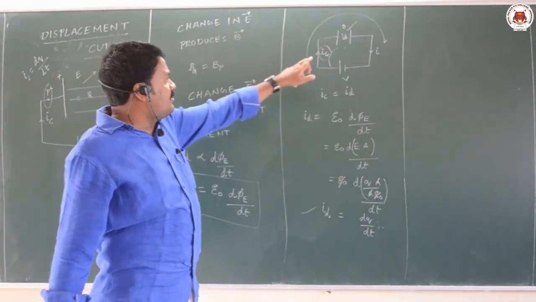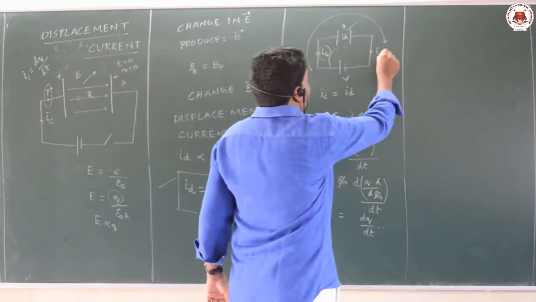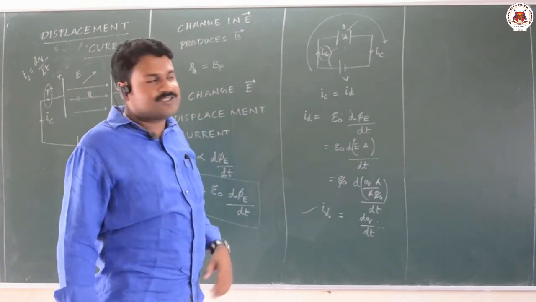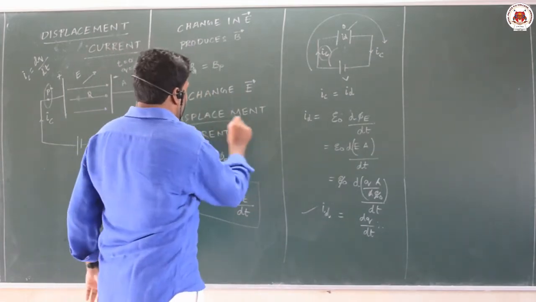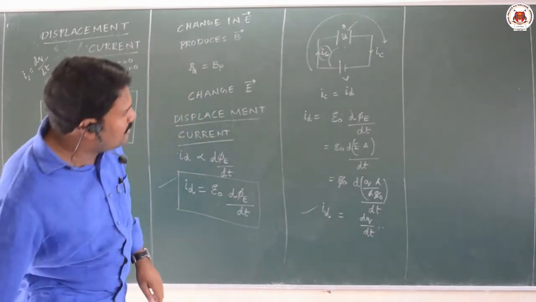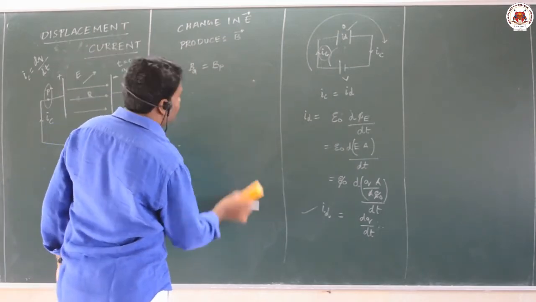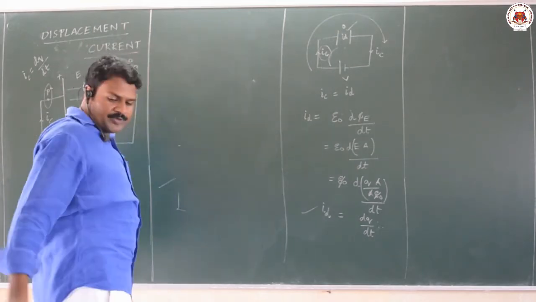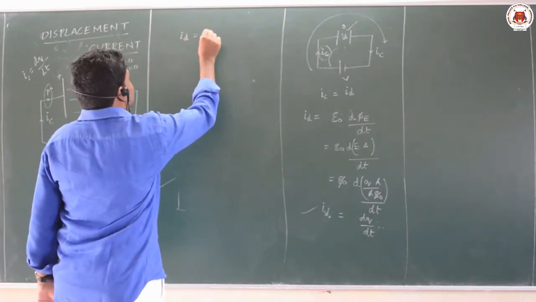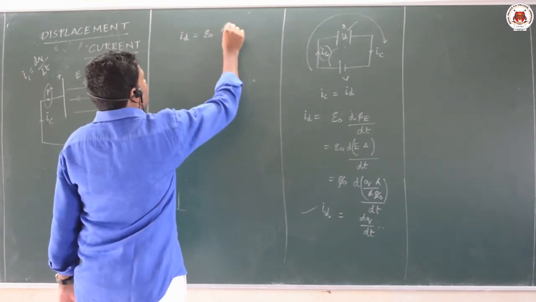So inside a circuit, current disappearing here and reappearing here is not correct. Inside a capacitor it flows like displacement current. So this is what he explained about displacement current. The displacement current formula, how much did you get? It is id is equal to epsilon naught d phi e by dt. So one more formula you can derive for displacement current: displacement current is equal to epsilon naught d phi e by dt.